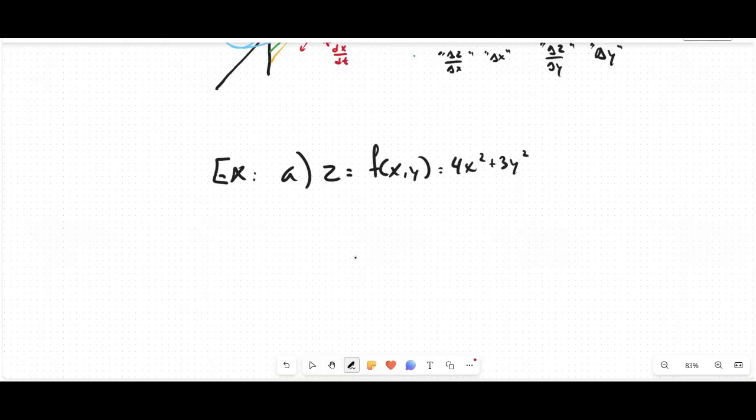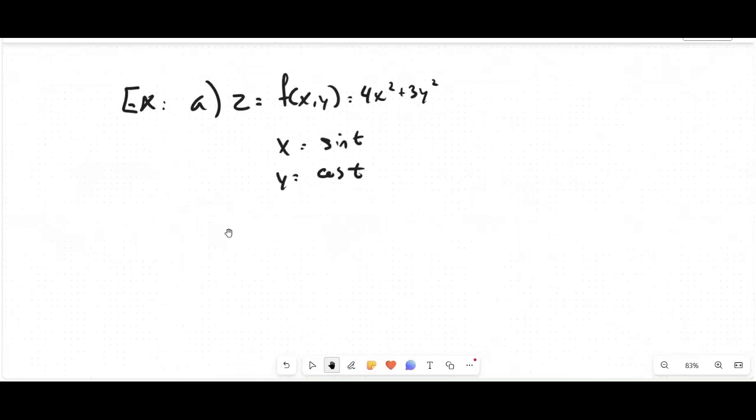They also give us functions x and y. X is a function of t, it's sine of t. And y is cosine of t. And they ask us to solve for dz dt. I'm merely going to apply the above formulas with no real insight, and then I'm going to see if I can say something about it afterwards.